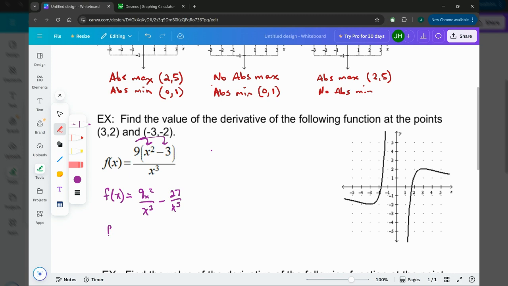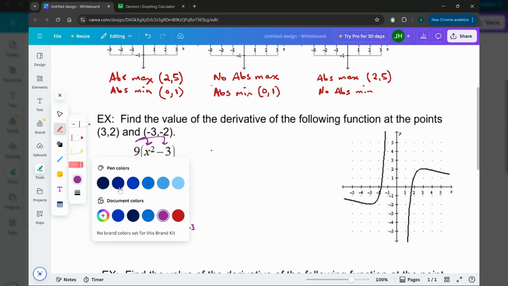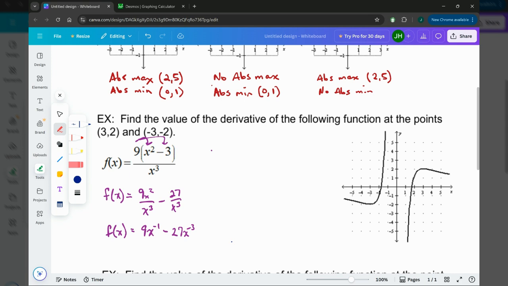Well, let's simplify f of x first. This first term would be 9 over x, which is 9x to the -1. And the second term would be -27x to the -3. So what I can do on those two terms is use the power rule. F prime of x would be negative 9x to the negative 2. The next term would be positive 81x to the negative 4. So this would be negative 9 over x squared, plus 81 over x to the 4th.